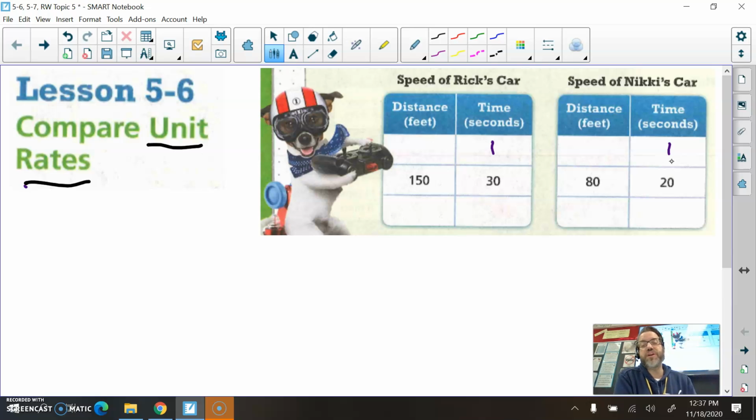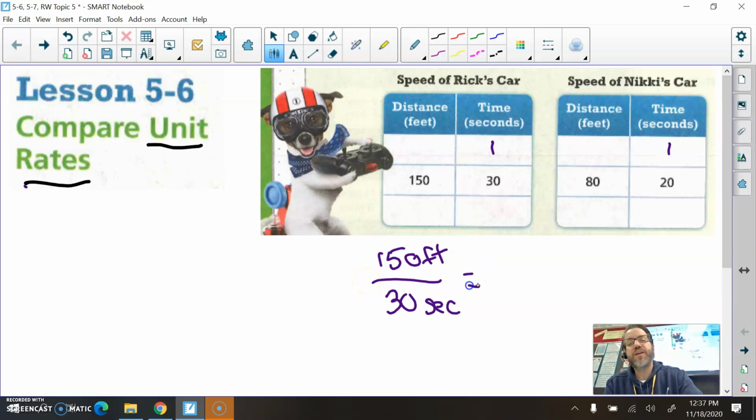All right, so to do this, since I know Rick's car travels 150 feet in 30 seconds, we could take 150 feet in 30 seconds. When I write this as a ratio like this, I can treat this fraction bar like it means division. I can divide these and I get 5 for my result. So what that means is it's 5 feet in just 1 second.